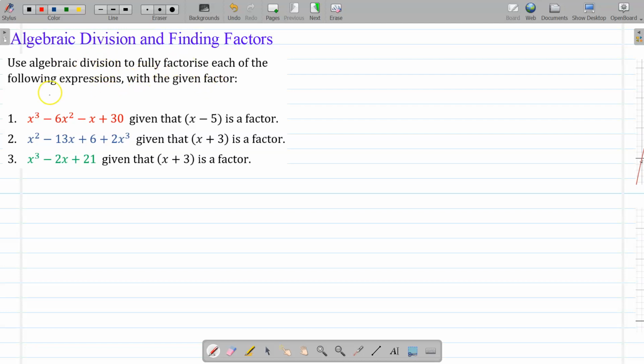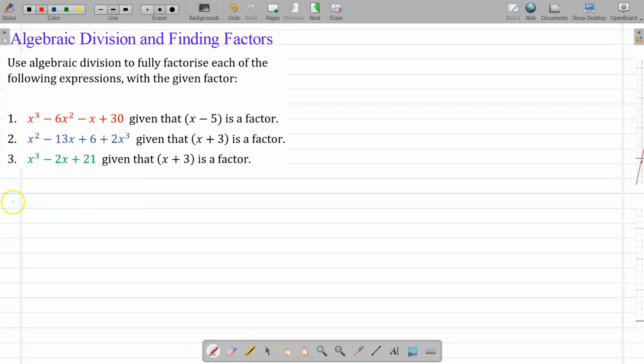So here we have in question 1 a cubic equation, or rather a cubic expression, where the highest power of x is x cubed, and we're told that it divides exactly by x minus 5 because x minus 5 is a factor. So we're going to find out what the other factor or factors are by a process of division, and this is how it works.